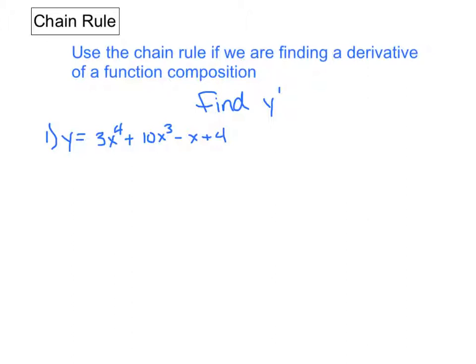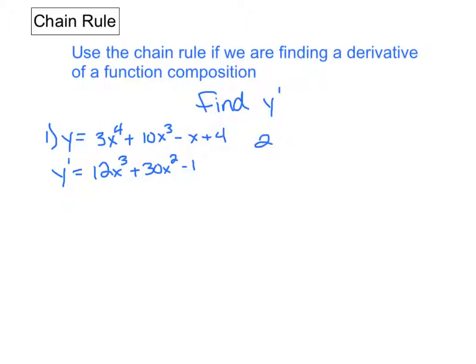We're trying to find y prime, or the first derivative of y, and we're given this equation. Now this is just going to be a simple power rule, so we're going to take the derivative. It's going to be 12x to the third plus 30x squared minus 1 plus 0, and that's going to be our y prime. Okay, so that's a very simple power rule equation.